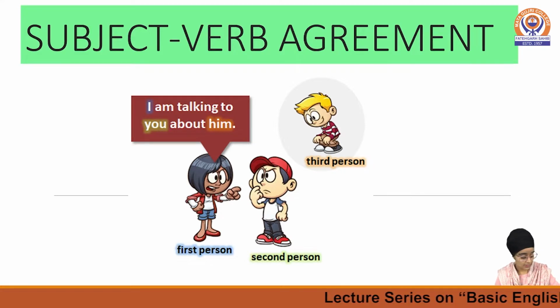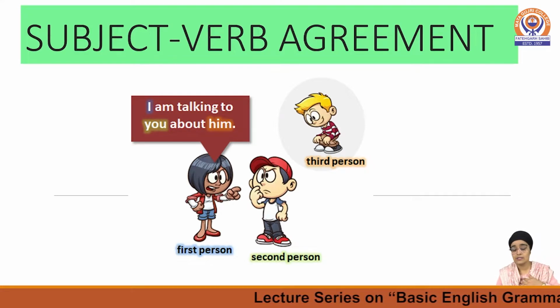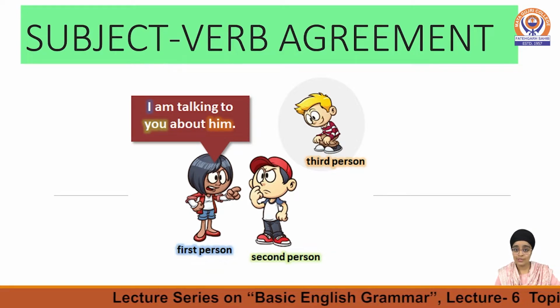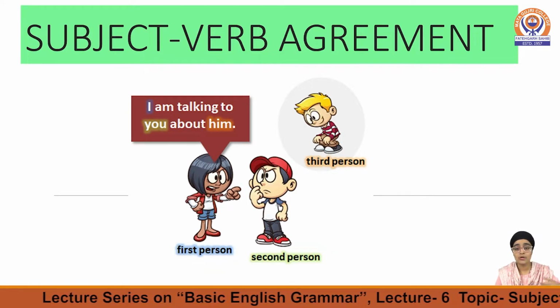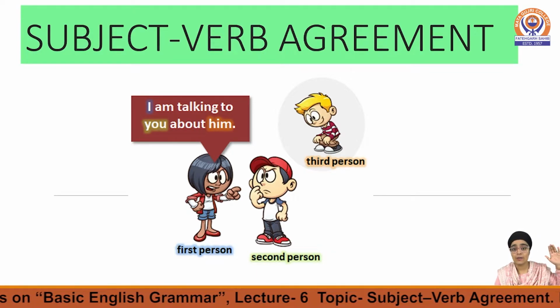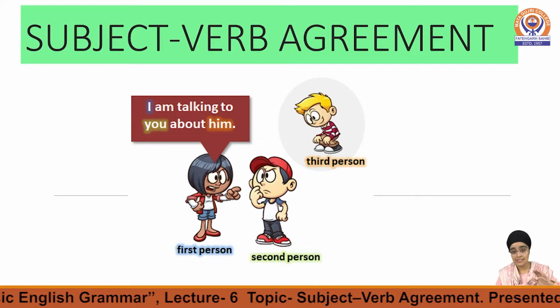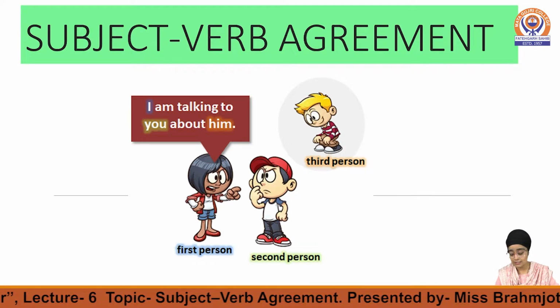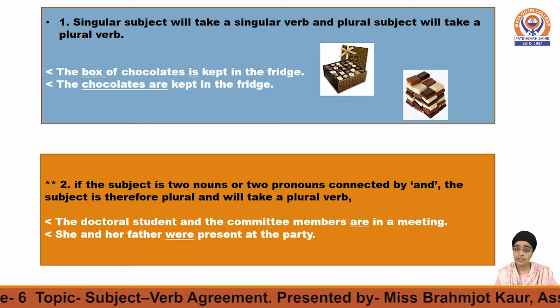person and third person. So first person is I, the speaker, the person who is speaking. Second person is you, the person you are talking to, the person you are speaking with. Third person is the person you are speaking about. So I is first person, you second person, he and she is third person. Singular forms of these.